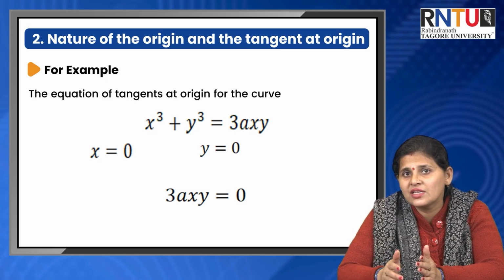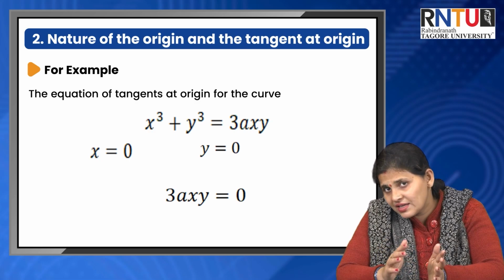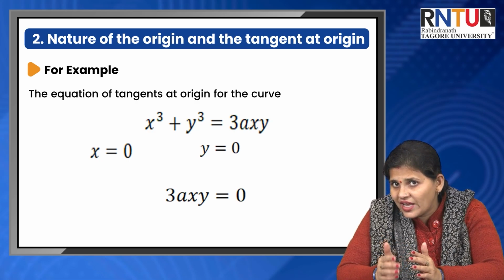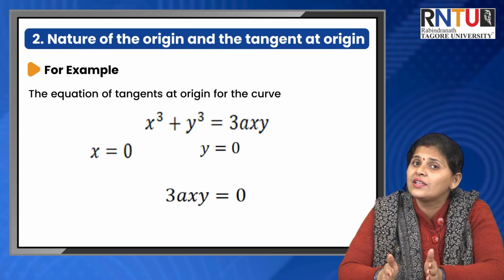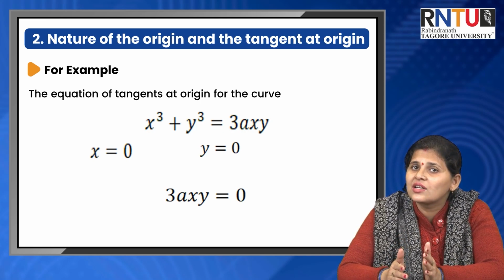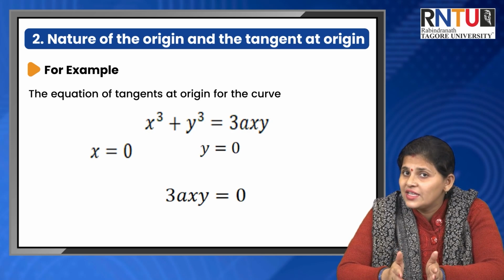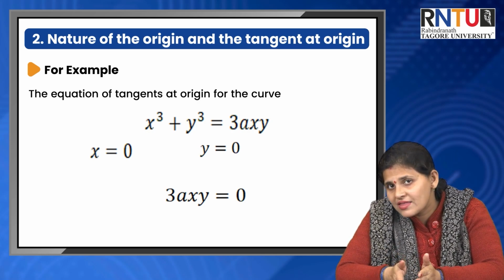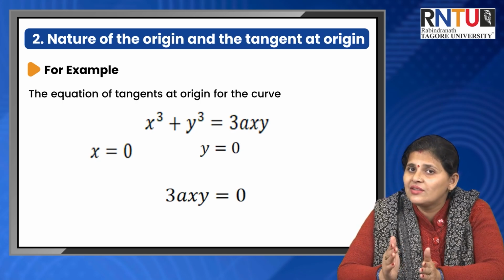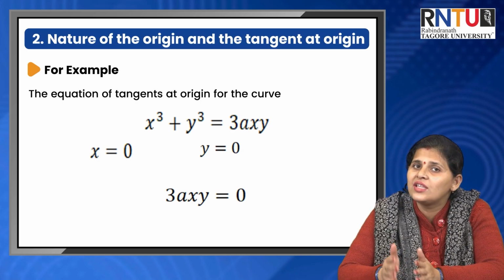In this figure we see that the tangent to the curve is the y-axis, because the tangent intersects the curve at (0, 0). It intersects, which means this is a tangent. The y-axis is the tangent to this curve.